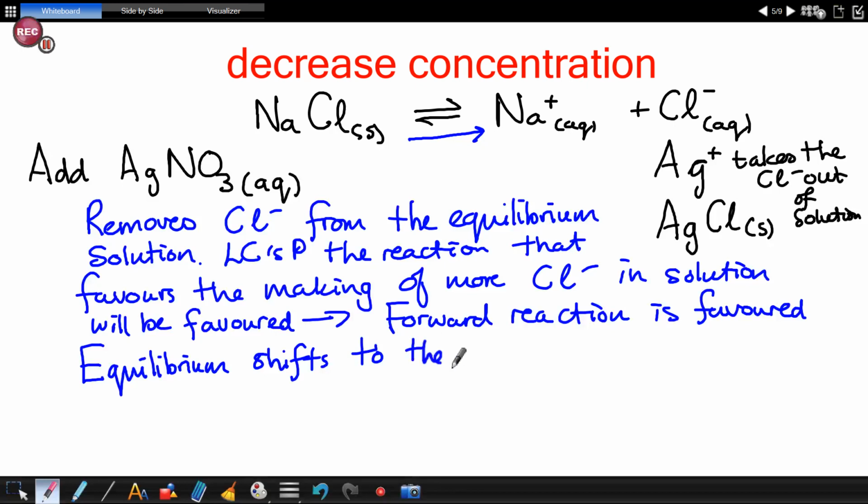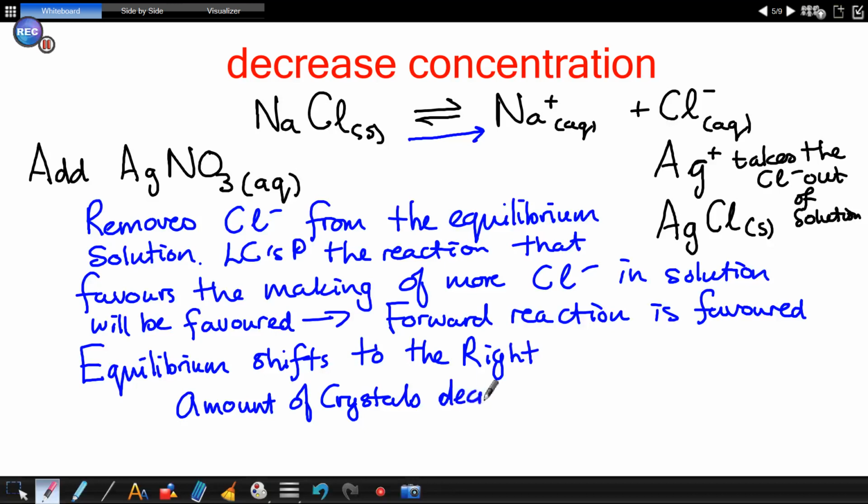Yes. And this is the previous slide. Yes. So this equilibrium will shift to the right. What will happen to the amount of crystals? It will decrease. What will happen to the concentration of the sodium ions?